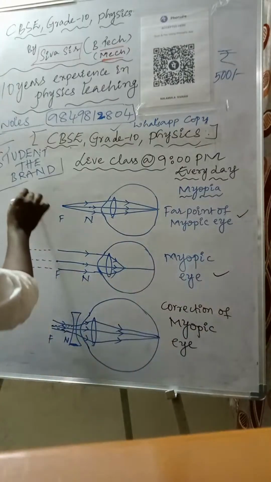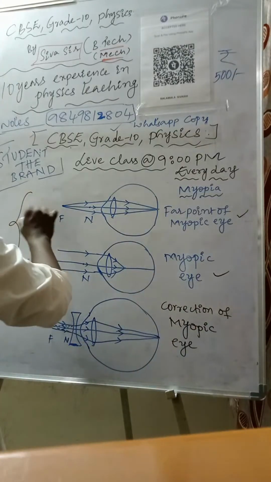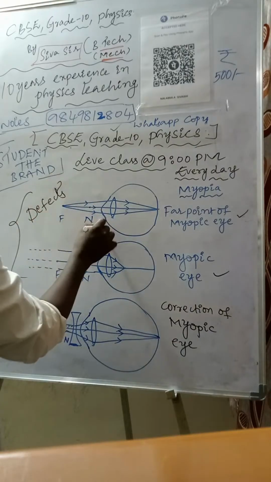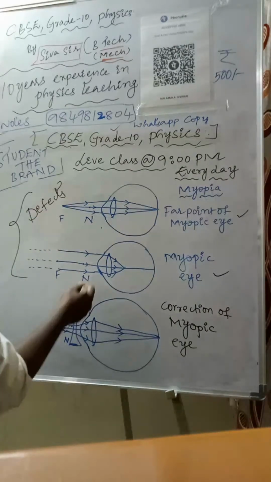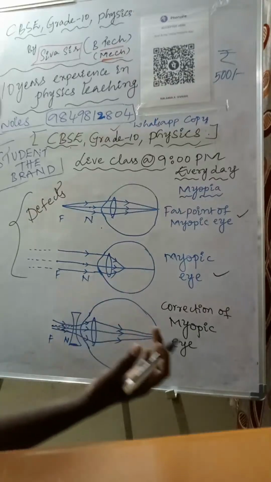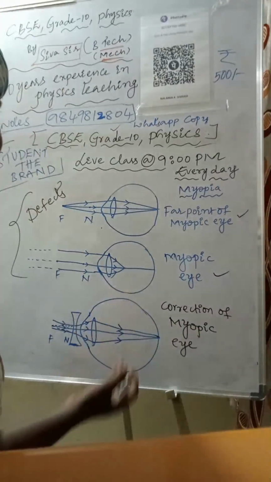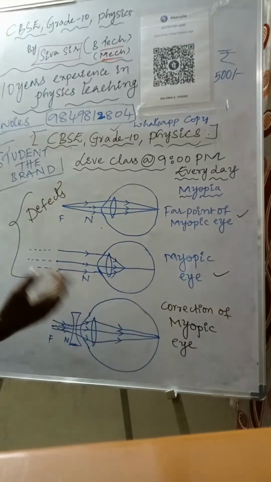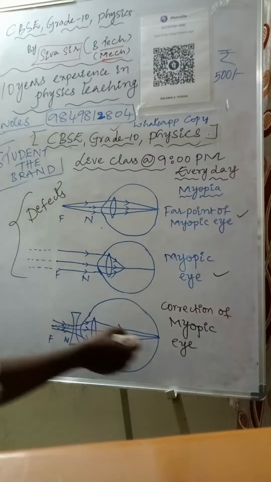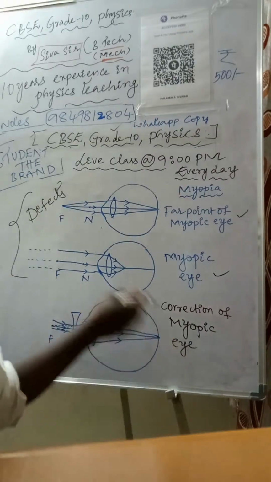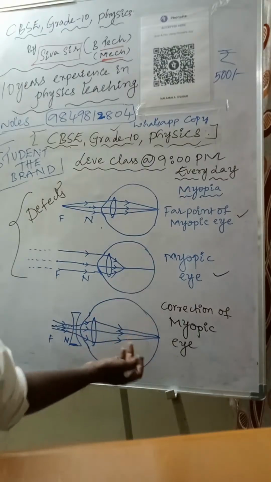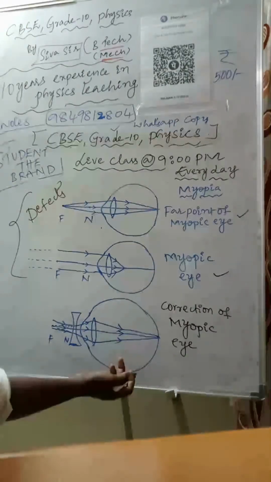So actually these two are called defects only. Defects, because we can see only this point. We can't see this. Both are defects only. If you see everything, there's no problem. But if we are not able to see, then only it's a problem. So it's a correction of myopia. This is the correction of myopia I'm considering, right?